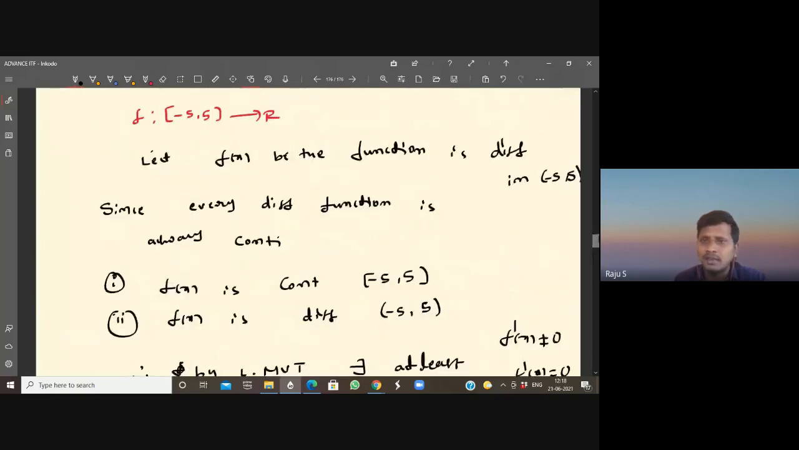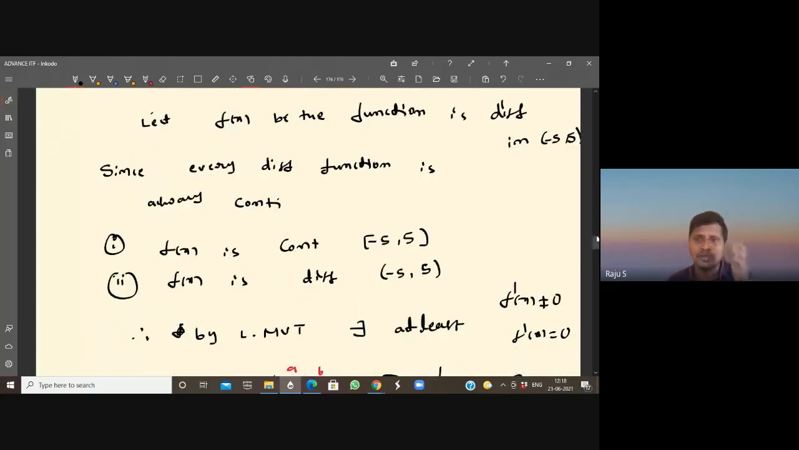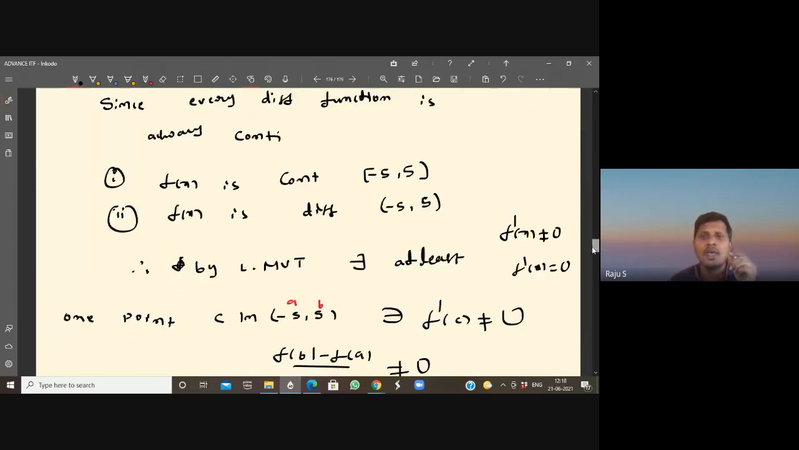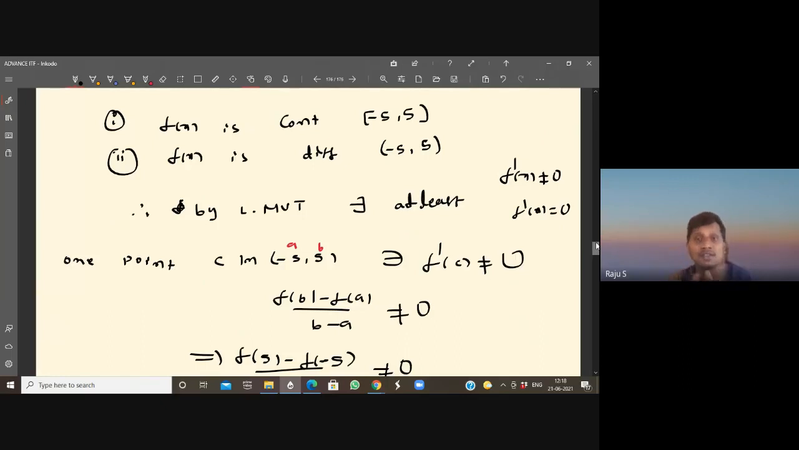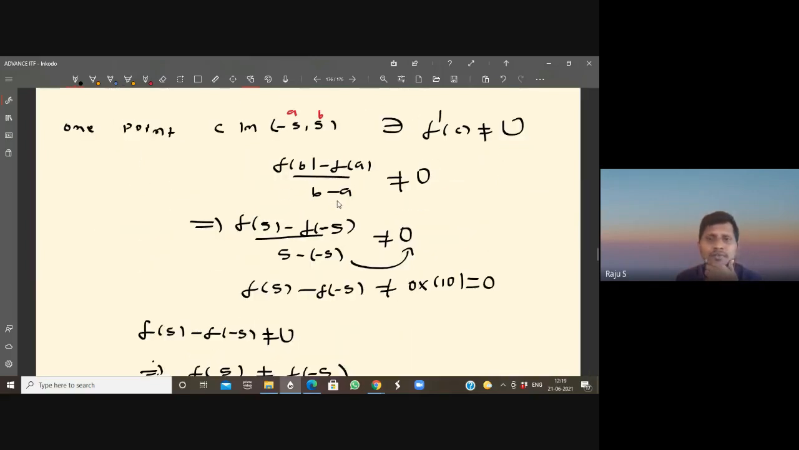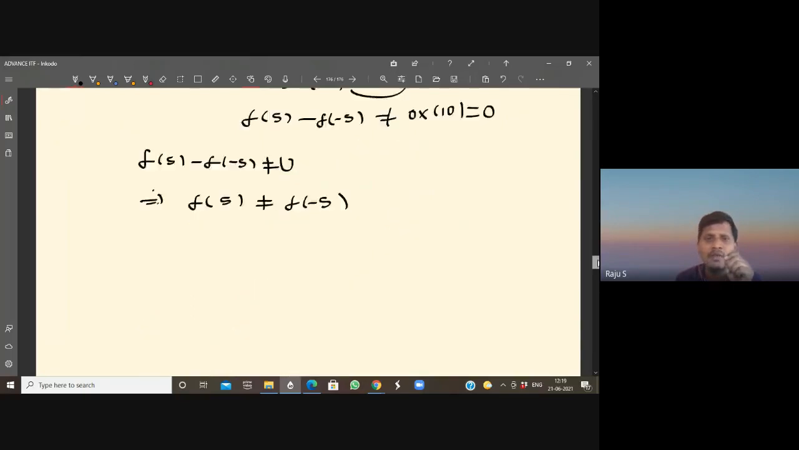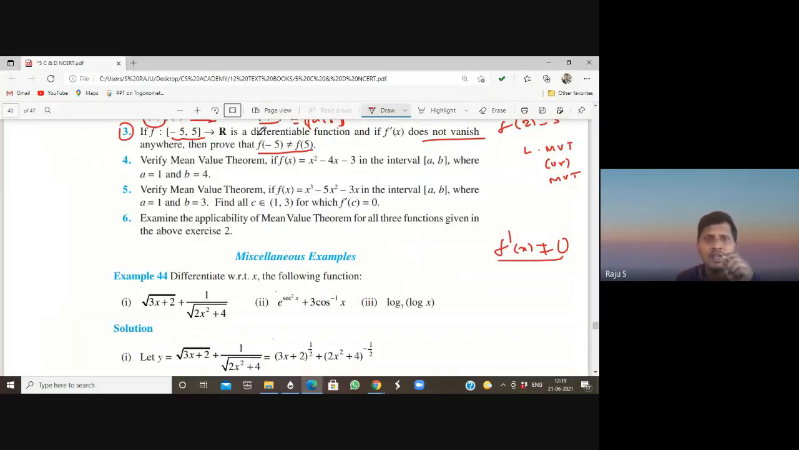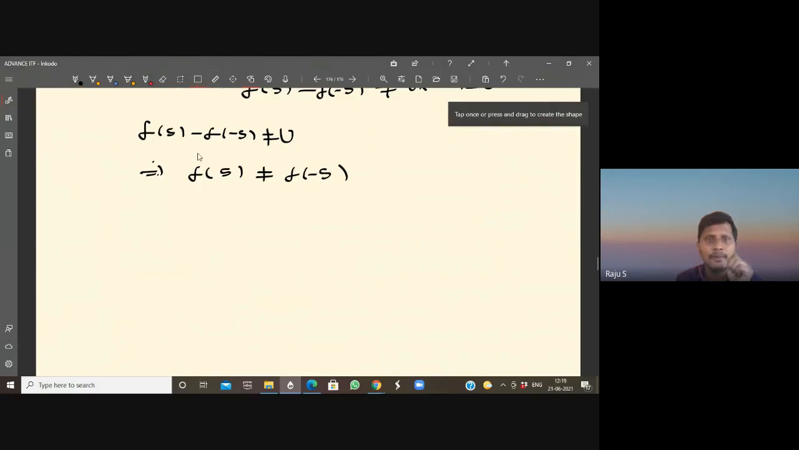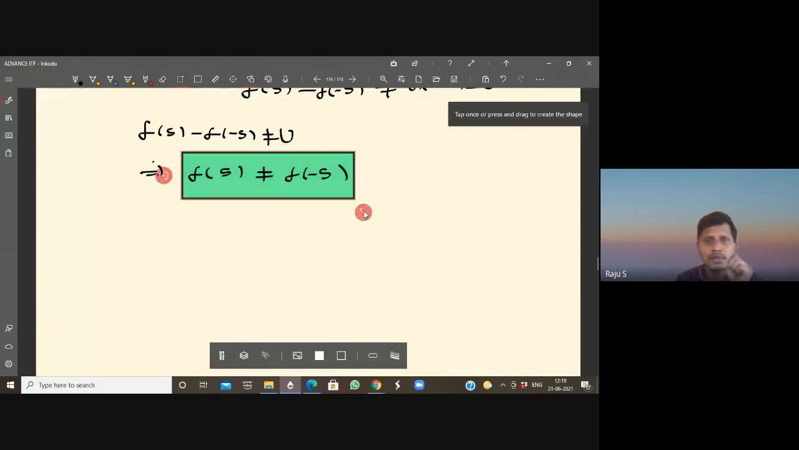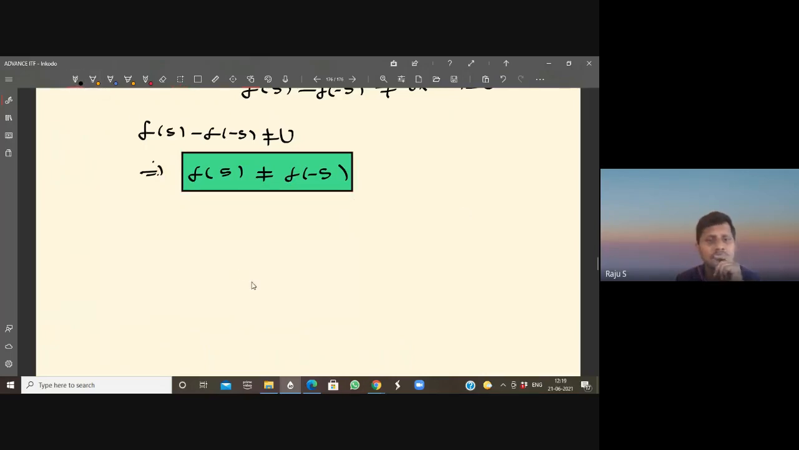So what I have done here: clearly they have given differentiable. Every differentiable function is always continuous, so the first and second conditions are satisfied. And in the question itself, clearly they have given that f dash of x does not vanish, so we should not apply Rolle's, we can apply Lagrange's. So there exists a point c such that f dash of c is not equal to 0. So f of b minus f of a by b minus a is the value of f dash of c here, not equal to 0. I substituted the a and b values. Finally, we got directly what they asked: we proved that f of minus 5 is not equal to f of 5. Hence proved or not? Yes, we proved it here.